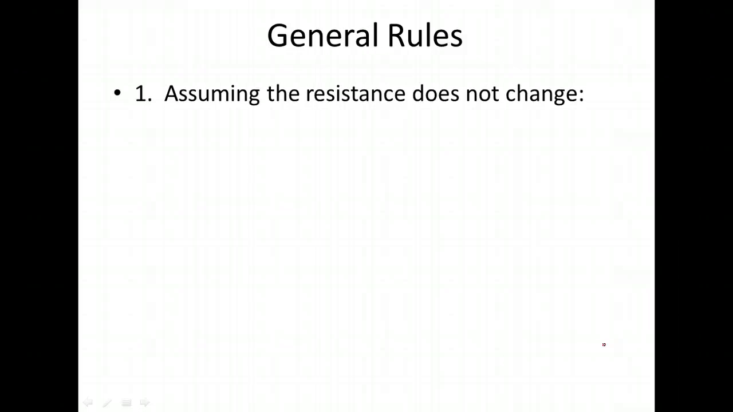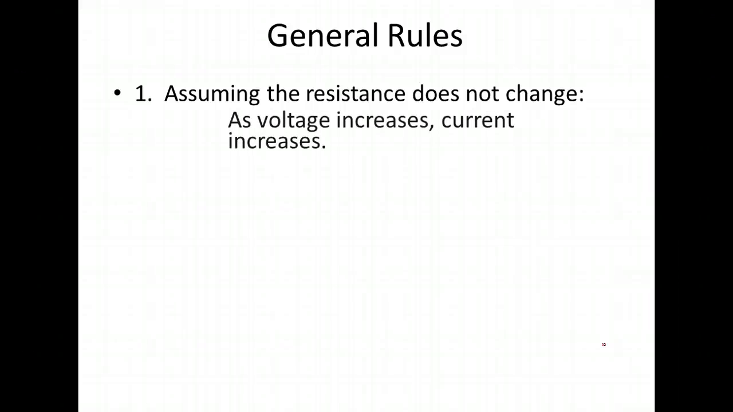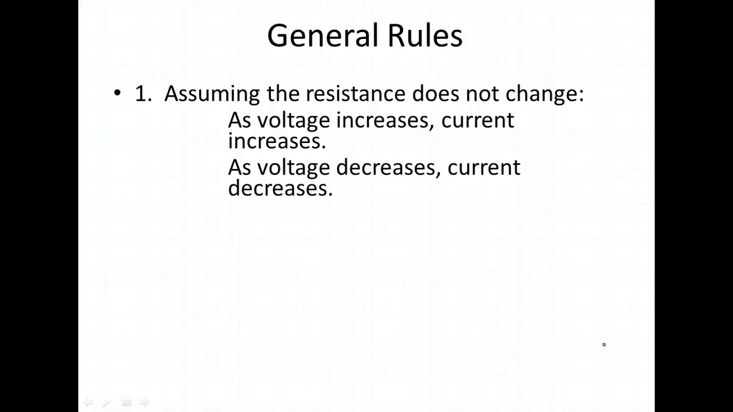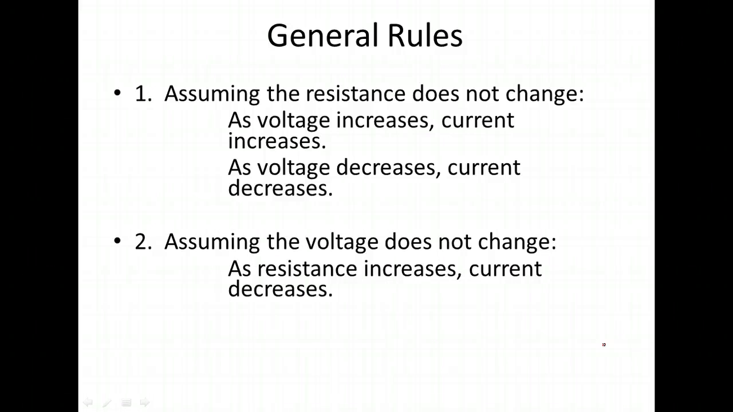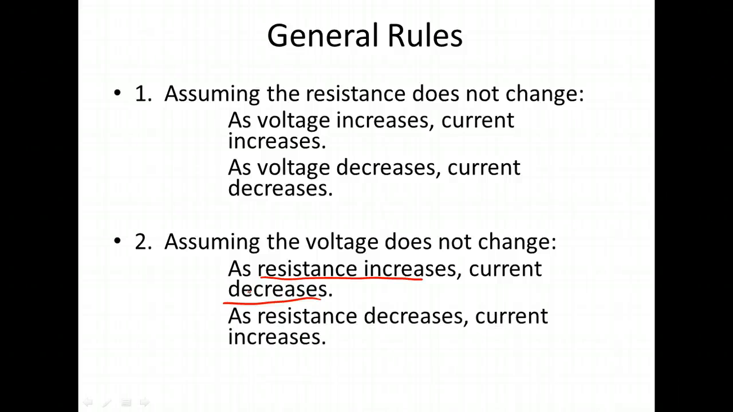In general, assuming that the resistance doesn't change, as voltage increases, current increases. Make sense? That's old material too. As voltage decreases, current decreases. However, once I add resistors to that circuit, once the resistance goes up, current goes down. And we just saw that with our resistor: as I increase the resistance, the current on the galvanometer goes down, down, down. As resistance decreases, current increases.